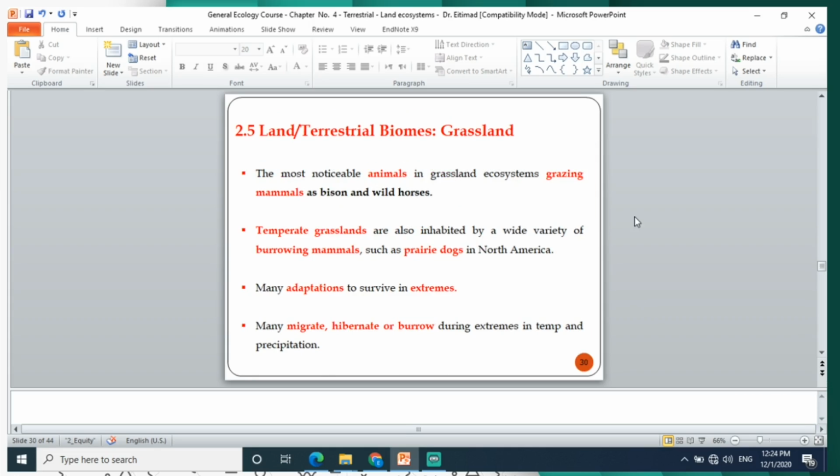The animals found in this biome are grazing mammals like bison and wild horses, in addition to prairie dogs in North America. Also, they have many adaptations to survive and live in extremes, and these adaptations may be migration, hibernation, or burrowing during extreme temperature and rainfall.